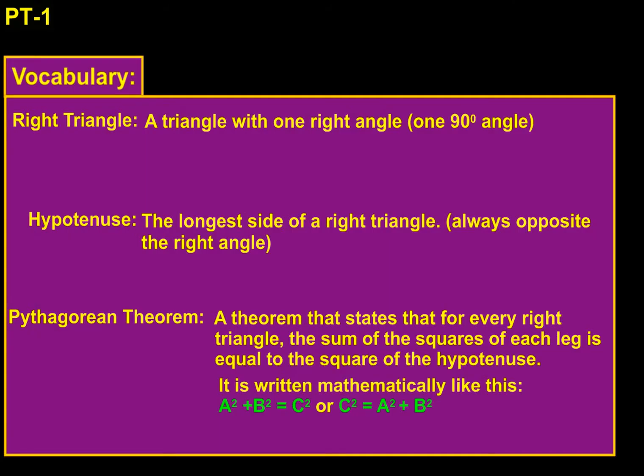First, we'll take a look at some vocabulary. Right triangle: a triangle with one right angle, or one 90-degree angle. Hypotenuse: the longest side of a right triangle, always opposite the right angle.